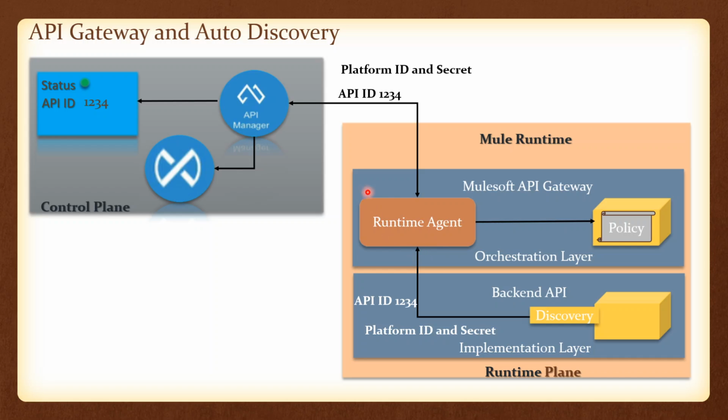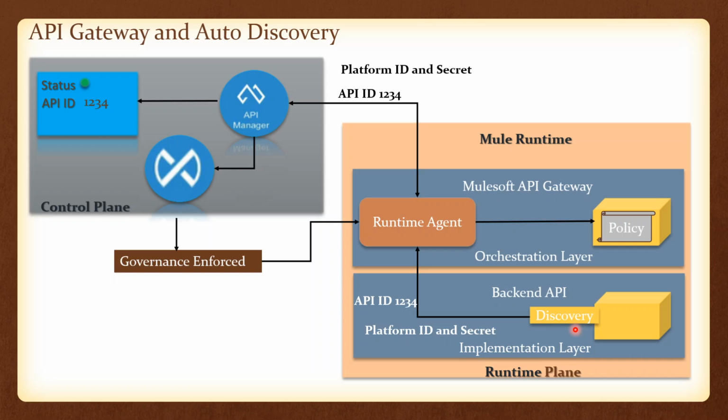All right, so using the runtime agent, we can apply all the policies to the orchestration layer. This phenomenon is called enforcing a governance. We are governing the runtime plane from the control plane using the API manager, and for the API manager to govern this, we needed a communication channel, and this has been made possible because of the auto discovery mechanism. So this is called governance enforcement on the runtime plane.